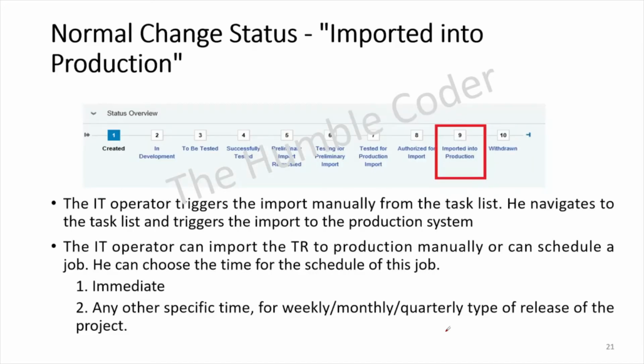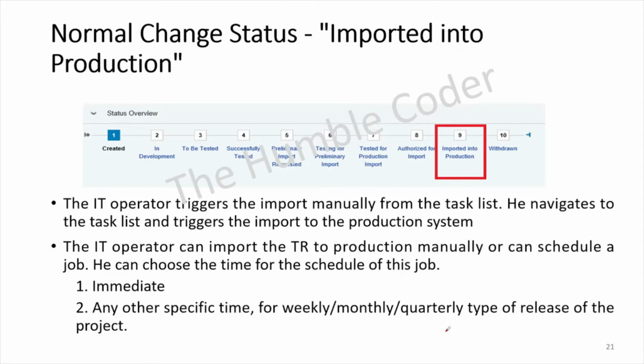So let's see normal change status imported into production. The IT operator triggers the import manually from the task list. He navigates to the task list and triggers the import to the production system. The IT operator can import a TR to the production system manually or can schedule a job. He can choose the time for scheduling of this job.